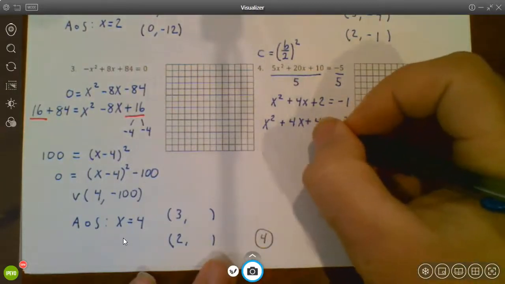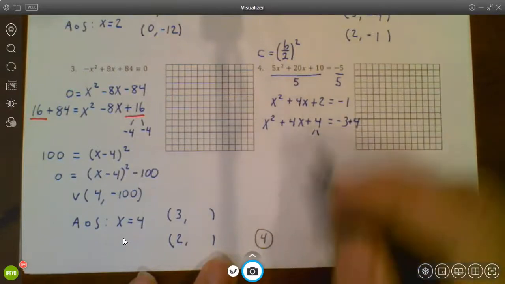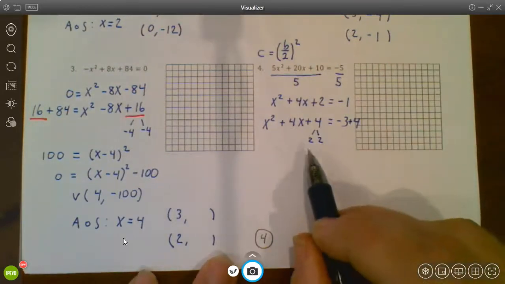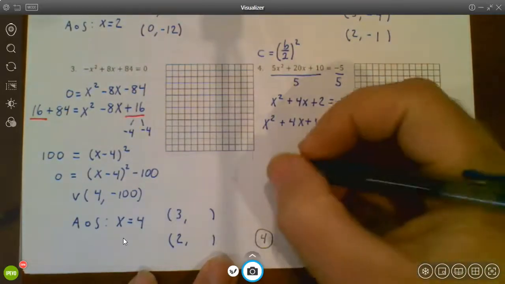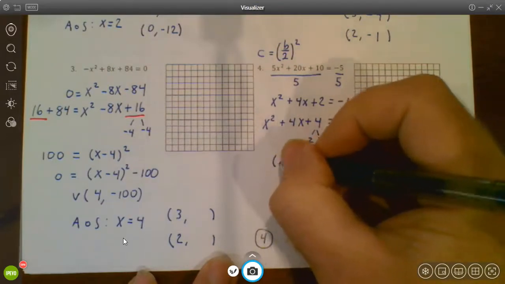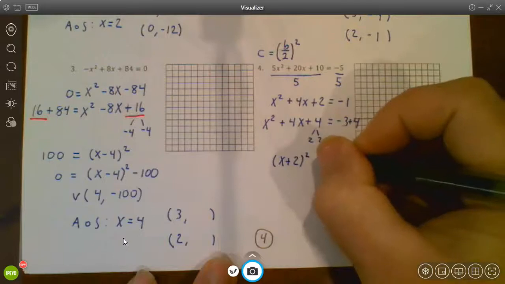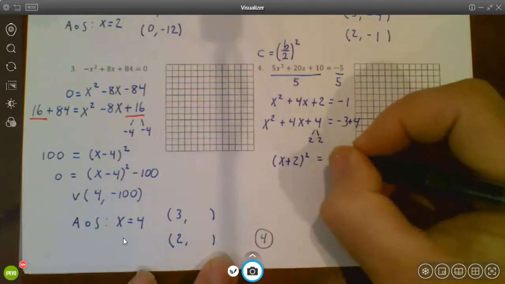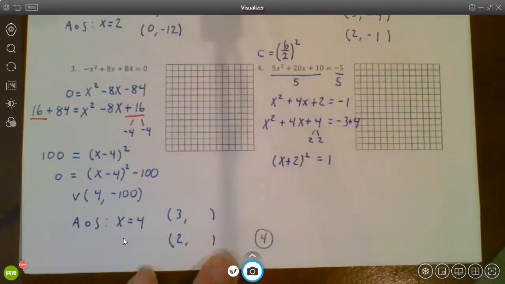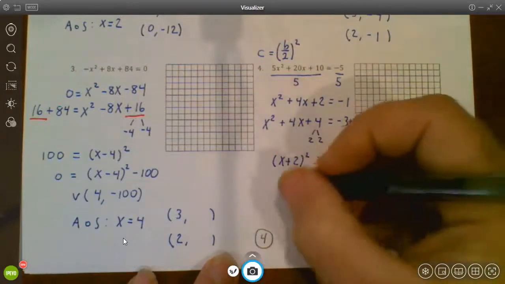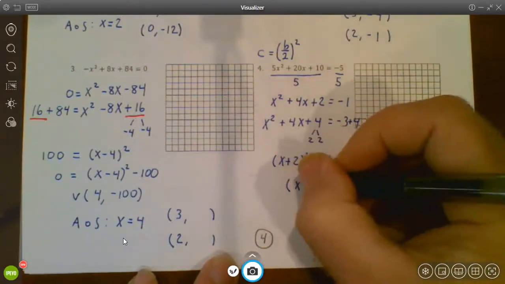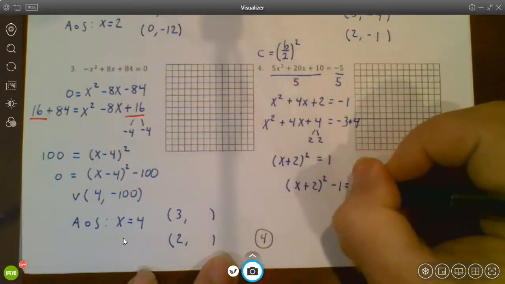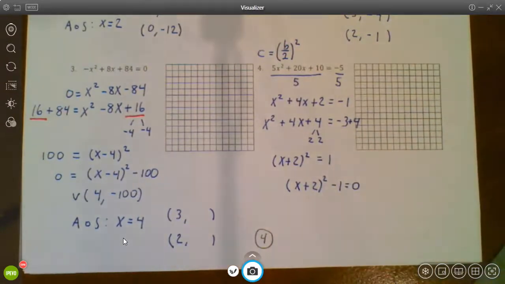So what are the two numbers that multiply to be 4 and add to be 4? Well, positive 2 and positive 2 would do that. So my factors are x plus 2, which we can write as x plus 2 squared. On the right side, I had negative 3 plus 4, which is 1. And again, I always want everything on one side before I finish here. So let's subtract the 1 over to this side. And now I have everything on one side, which means it's in vertex form.